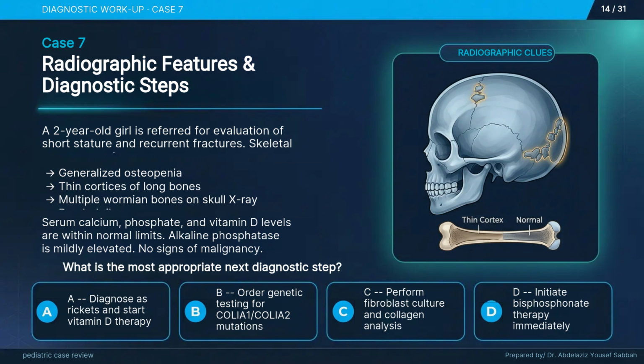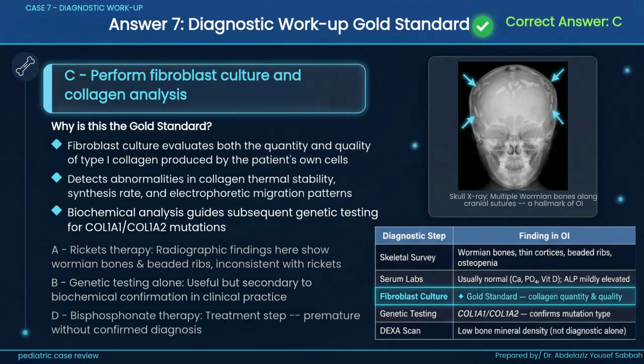Option A. Diagnose as rickets and start vitamin D therapy. Option B. Order genetic testing for COL1A1 and COL1A2 mutations. Option C. Perform fibroblast culture and collagen analysis. Option D. Initiate bisphosphonate therapy immediately. The correct answer is Option C. Perform fibroblast culture and collagen analysis.